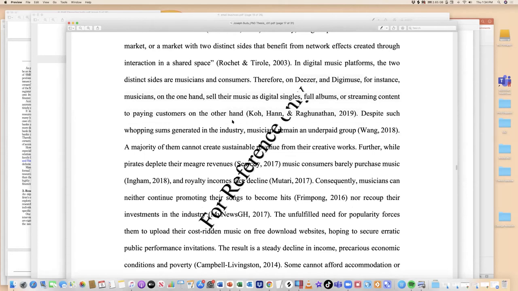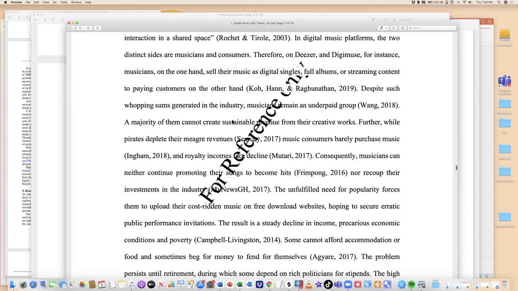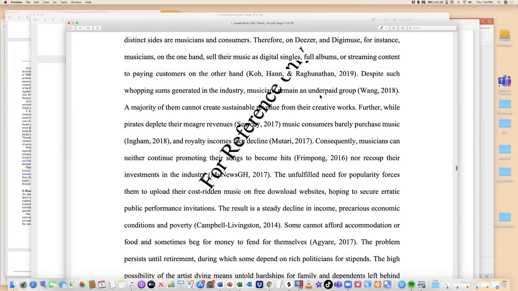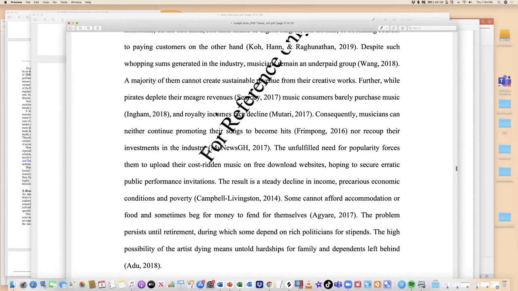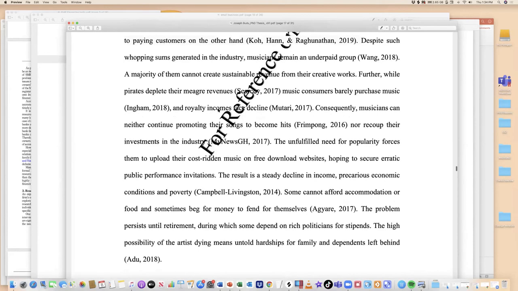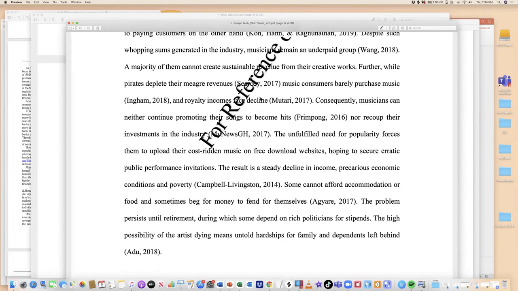Despite such whopping sums generated in the industry, musicians remain an underpaid group. The majority of them cannot create sustainable revenue from their creative works. Further, while pirates deplete their media revenues, music consumers barely purchase music, and royalty incomes face decline.